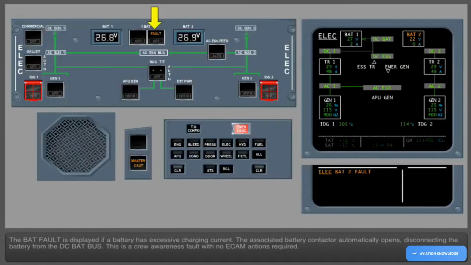The battery fault is displayed if a battery has excessive charging current. The associated battery contactor automatically opens, disconnecting the battery from the DC battery bus. This is a crew awareness fault with no ECAM actions required.